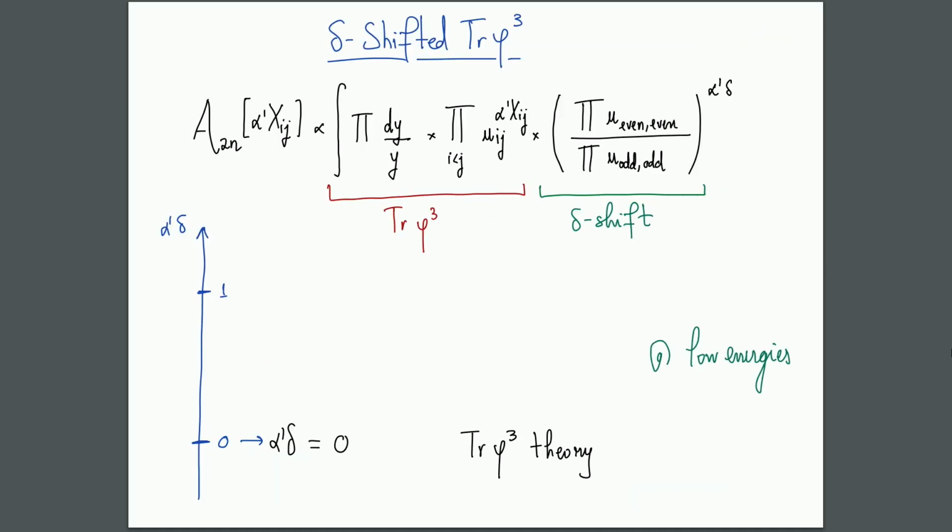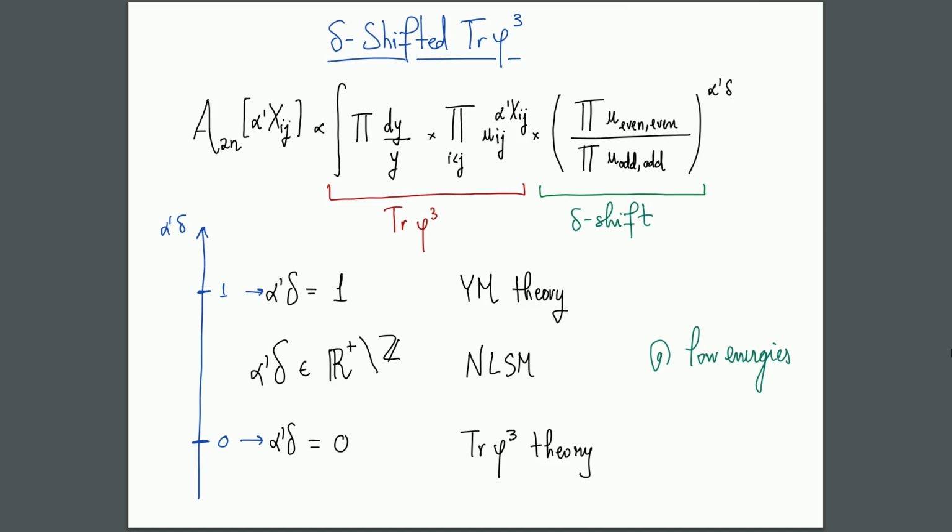And so the claim is that when alpha prime delta is equal to 0 at low energies, I get trace phi cubed theory, right? This is what we've been studying so far. But now, if I allow alpha prime delta to have any value that is not an integer, then at low energies, I'm going to get the nonlinear sigma model. And when it finally becomes equal to 1, then at low energies, I'll get pure Yang-Mills theory. Okay? And so you see, because this shift preserves all the zeros, then if I justify this connection, then I know that all these theories have the zeros as well as the split factorizations.